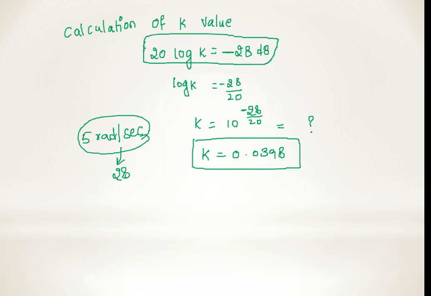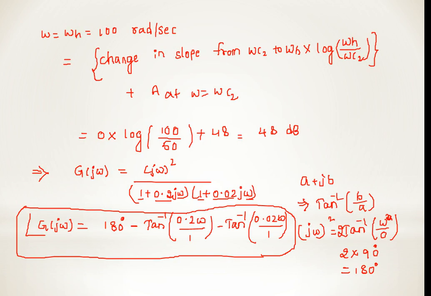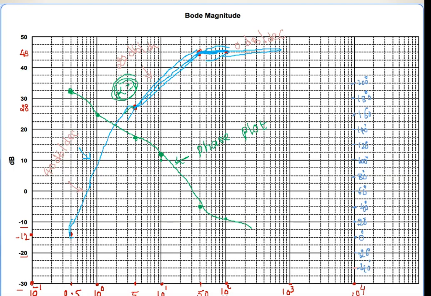So thank you all. Hope you get some knowledge about how to draw the Bode plot. So here we are drawing the Bode plot assuming k equal to 1. So if you draw the Bode plot for k equal to 0.0398, just add minus 28 to each and every point in the graph. So here we are having minus 12. Add minus 28 here. Minus 12 minus 28 means minus 40. So you are getting the point somewhere here.